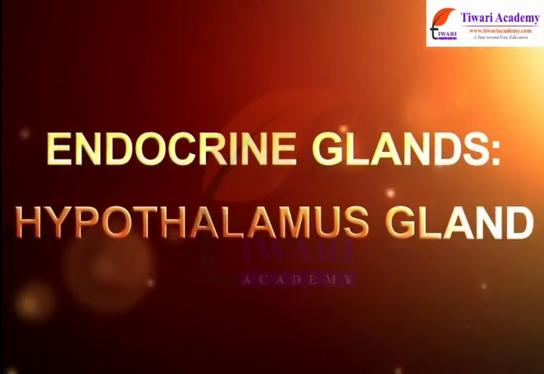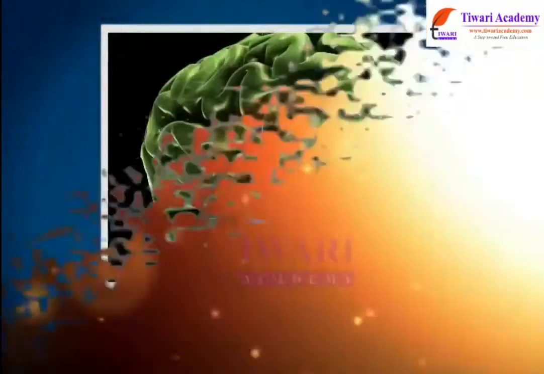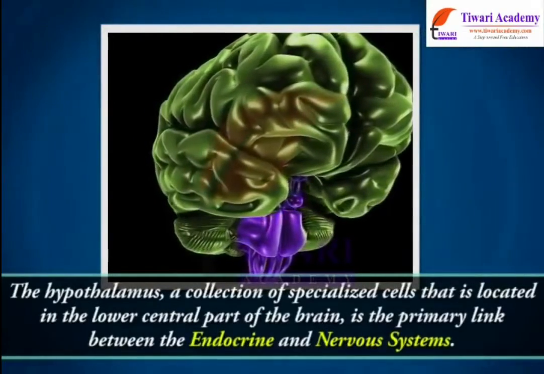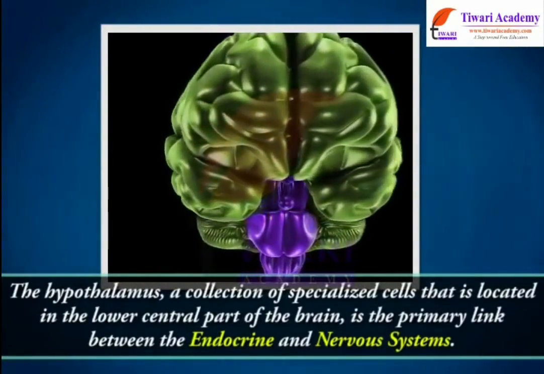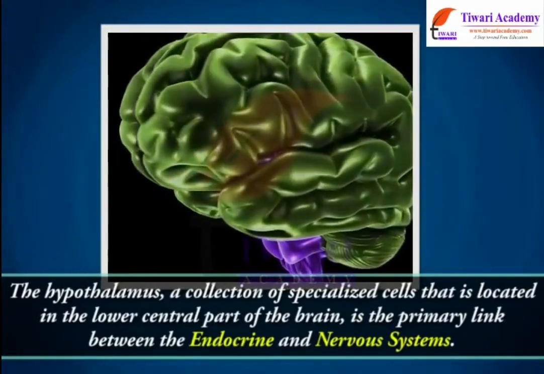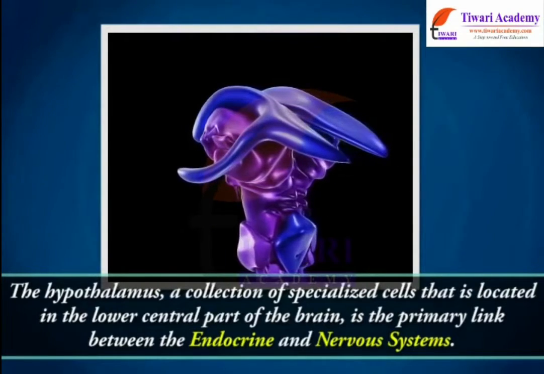Endocrine glands, hypothalamus gland. The hypothalamus, a collection of specialized cells that is located in the lower central part of the brain, is the primary link between the endocrine and nervous systems.